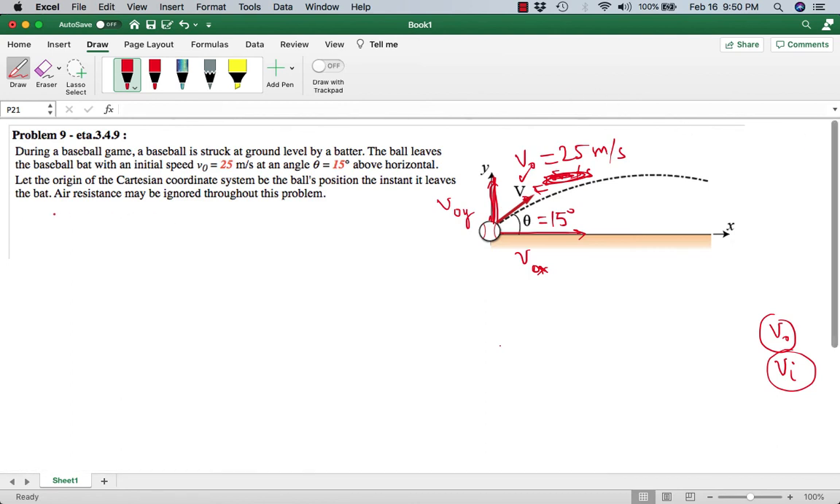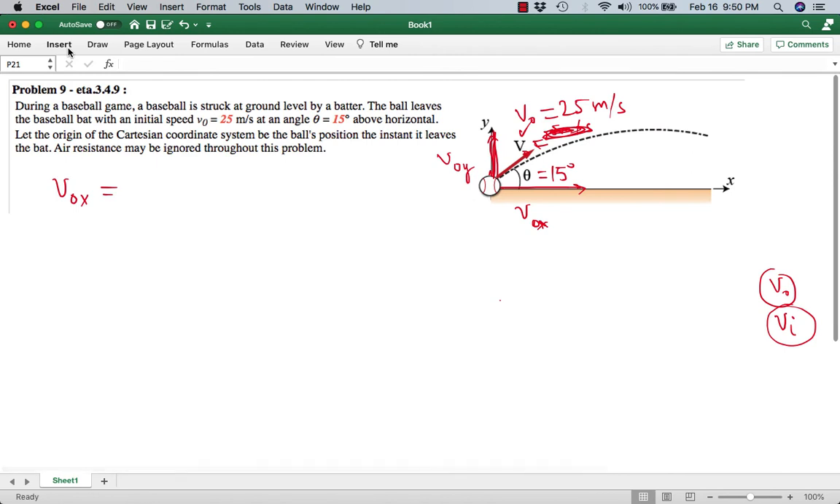So basically we can use the vector rule. Vox is the component of this vector and it's touching the angle. So the rule is when it touches the angle, it gets cosine. Again, this is just to memorize which one gets cosine and which one gets sine. You can find that by using a triangle also.